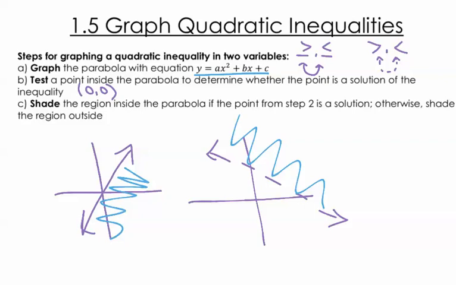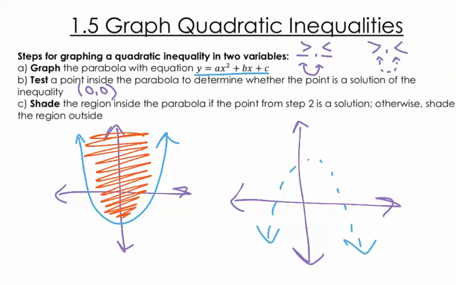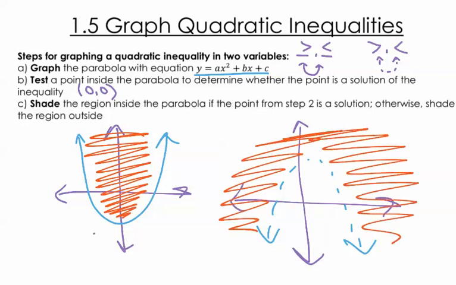Now, there's only two different regions of the parabola. And those two regions are either inside the parabola, so inside that U shape, or outside of the parabola, everywhere outside. So when you're doing lines, we're shading above or below. This time we're going to shade either inside or outside of the parabola, depending on where our solution is.